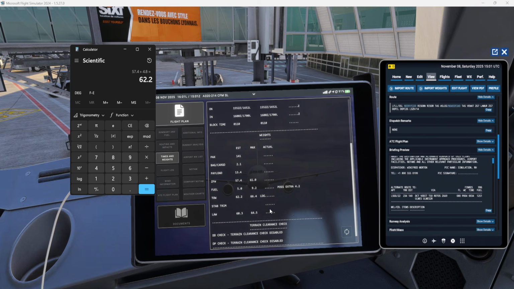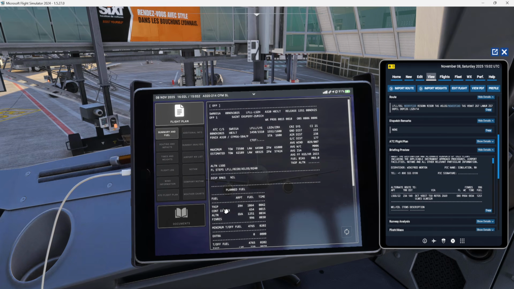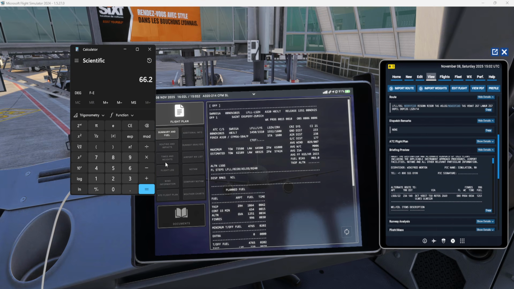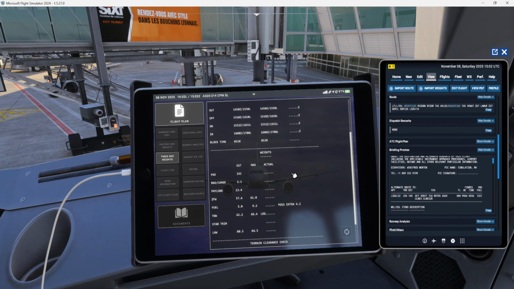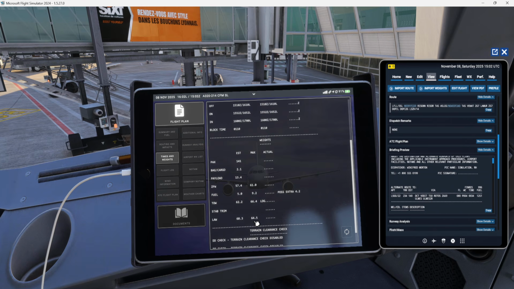How can you do it? You have here 62.2. Let's see the trip fuel. The trip fuel that we have to Zurich is 1.8, or so. So minus 1.8, you will get what? 60.4. So the landing weight is going to be 60.4. And you see, yeah, 60.4.